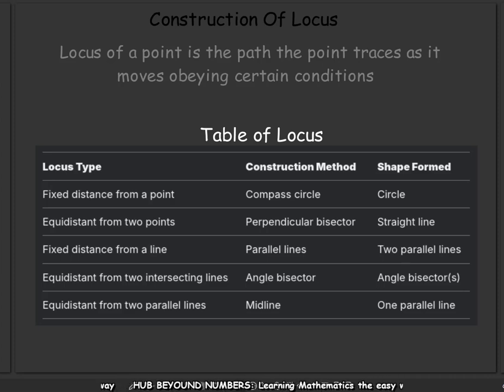Then a locus that has a fixed distance from a line, the third one here, we call parallel lines. So those are two parallel lines. Then a locus that is equidistant from two intersecting lines is an angle bisector. We'll be constructing all of these, and I do hope you get to know why and how to construct them. Then equidistant from two parallel lines is a midline. So now that we've seen the various loci available, let's look at how we can construct them.